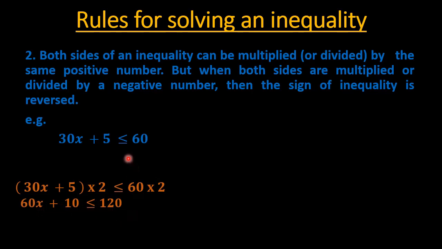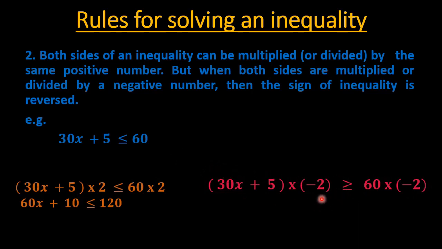But if we multiply with a negative number on both the sides, the symbol of inequality will get affected. For an example, the same inequality I have multiplied by a negative number, minus 2. As soon as you multiply with the negative number, the sign which is here, less than or equal, will be greater than or equal. So this must be kept in mind.